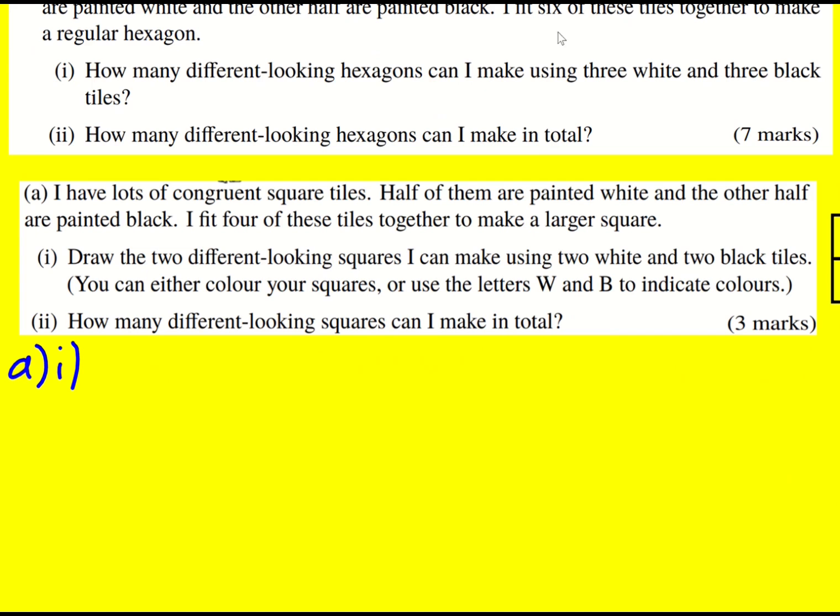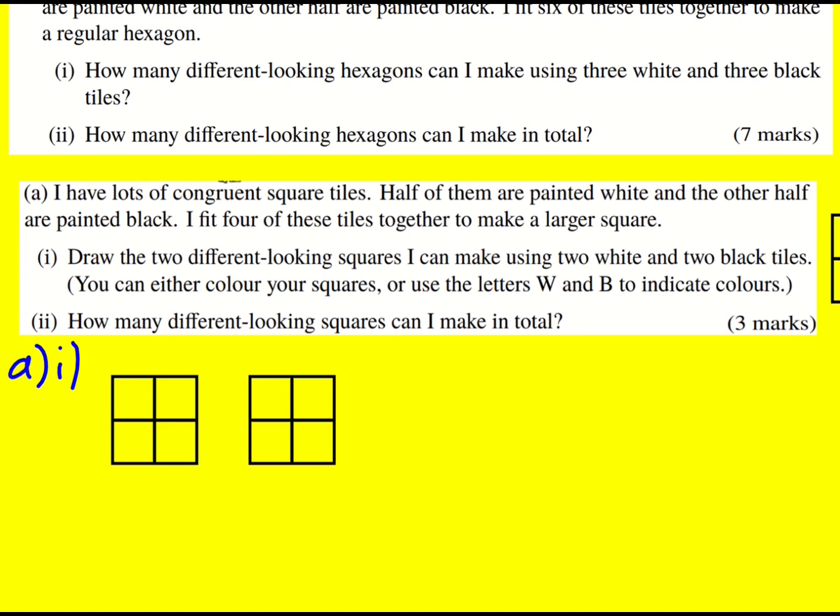we're asked to draw the 2 different looking squares that we can make using 2 white and 2 black tiles. Basically, we have lots of white and lots of black tiles. We have enough to fill in as many as we want. Okay, it says we can either color the squares or use the letters W and B. That would be slightly quicker, but I'm gonna color them. And so what I could do is I could color these 2 black that are next to each other, and then these 2 would be white.